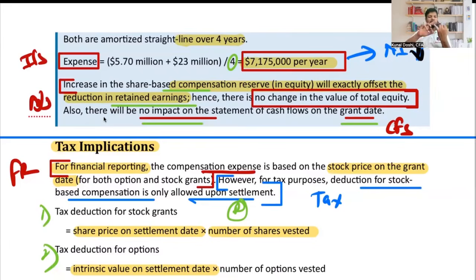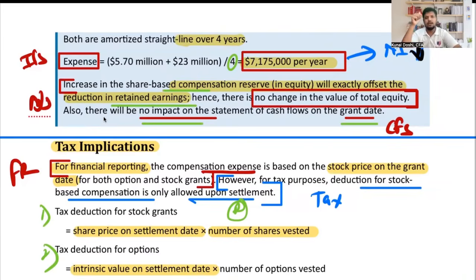So three things: because of the compensation expense, your income statement, your profits will go down. Equity is unchanged. That's why there is no effect on the balance sheet. The net effect on the balance sheet is nothing. And there is no cash flow impact because no cash is actually given. These are the three major adjustments that you need to remember. All right, everyone? Clear?